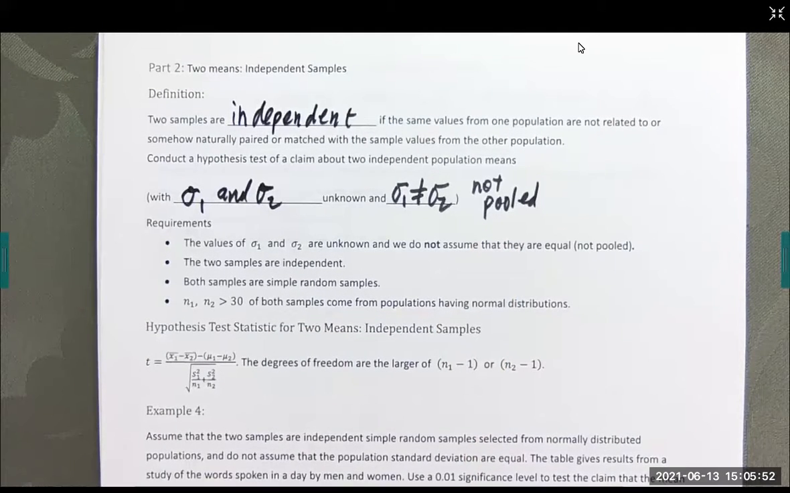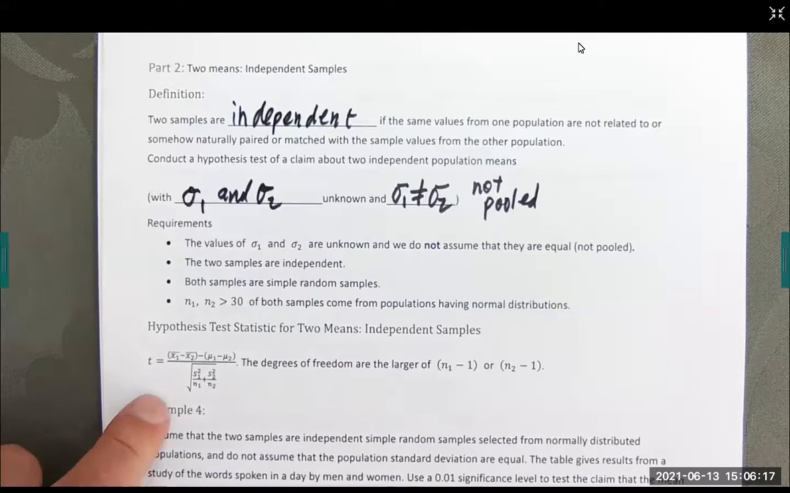All right, we have some requirements. The population standard deviations are not known, and we are not going to assume that they are equal, so they're not pooled. The two samples are independent. Both samples are simple random samples, and n sub 1 and n sub 2 are both bigger than 30, or both samples come from populations having normal distributions.